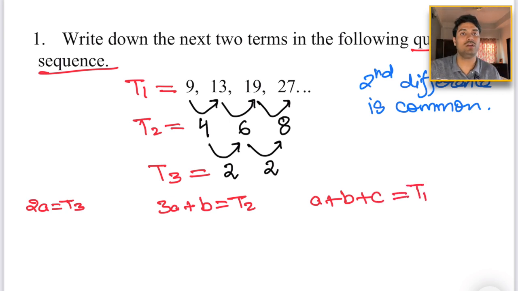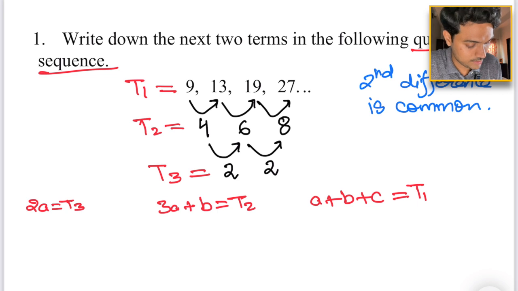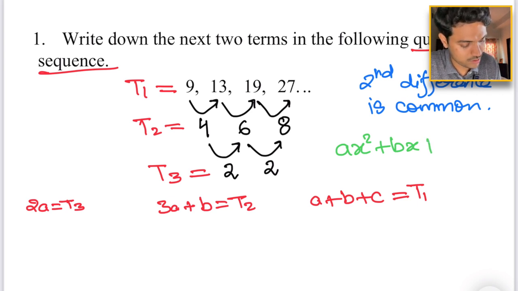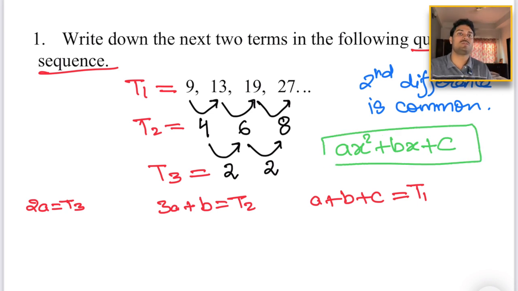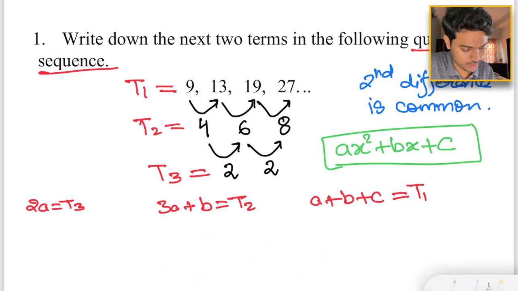Now the question is, why are we even writing the three equations in terms of a, b and c? Because the general form of a quadratic expression is ax square plus bx plus c, and we have to work out the values of a, b and c to write down the expression for this quadratic sequence. So let's try to figure it out.